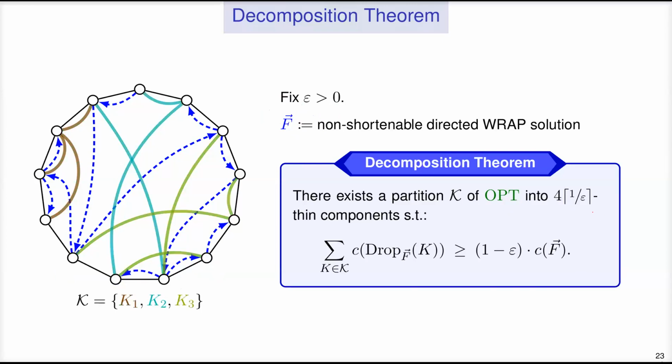Here is such a partition. If you look at each part in the brown, blue, and green, check what you can drop, and then sum up the cost of those drops, then the total links you can drop is almost everything, up to an epsilon fraction of the cost of the directed solution. So essentially, we can break down a full solution into smaller parts, and the smaller parts will proportionally improve on the full solution.